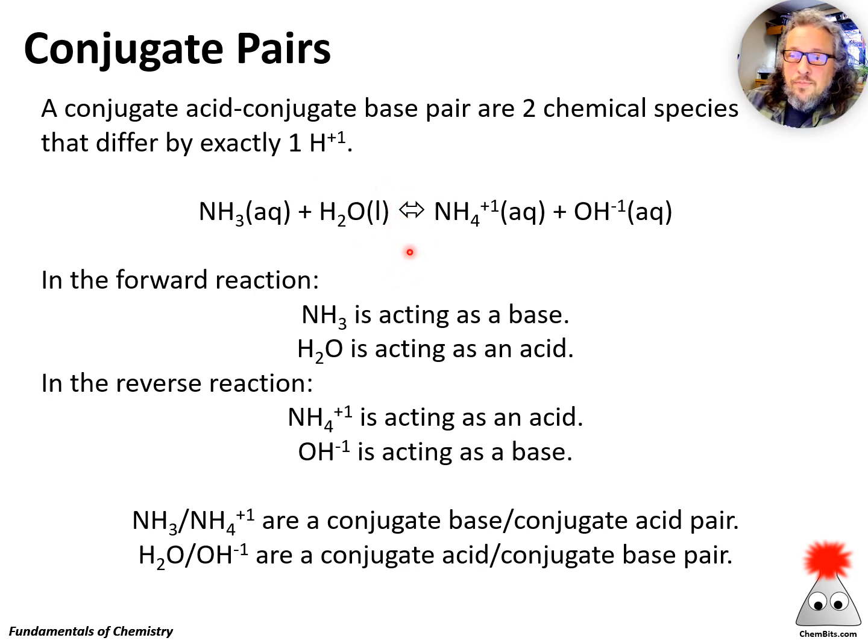Similarly, in this reaction, what's water doing? Water is donating an H+ to ammonia to form hydroxide ion. That means that in this reaction, water is acting as an acid in the forward reaction. In the reverse reaction, hydroxide is acting as a base. So water and hydroxide ion are also a conjugate acid, conjugate base pair because they differ by exactly one H+. Well, that means water's an acid, right?